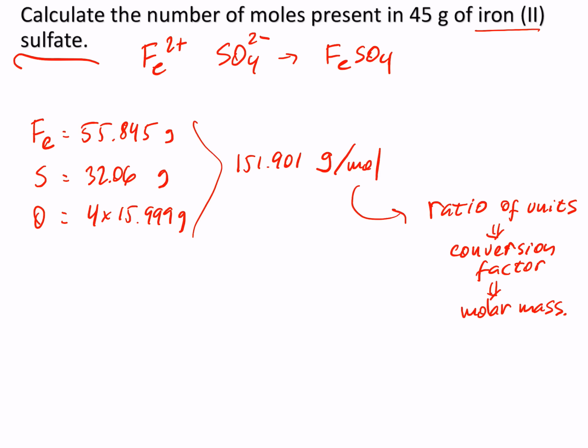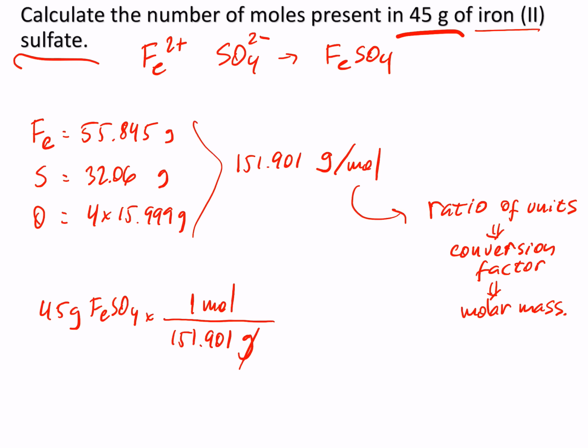Molar mass is basically a conversion factor that will allow you to calculate between number of moles and mass of a substance. Okay? So we have the mass of iron sulfate. So 45 grams of iron sulfate times, you need to cancel grams, so you have to flip that molar mass and say that 1 mole has a mass of 151.911. That takes care of the grams, and then you end up with 0.296 moles of iron sulfate.